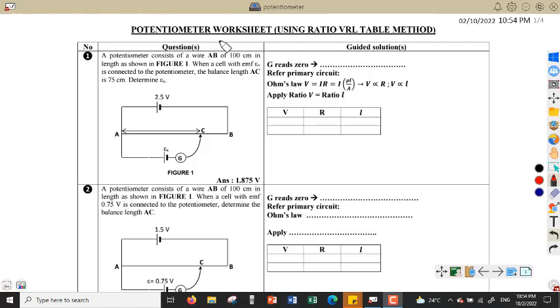Hello boys and girls, in this video we are going to enhance our problem solving skill about learning outcome 3.9, potentiometer. Okay, so we start with question 1.